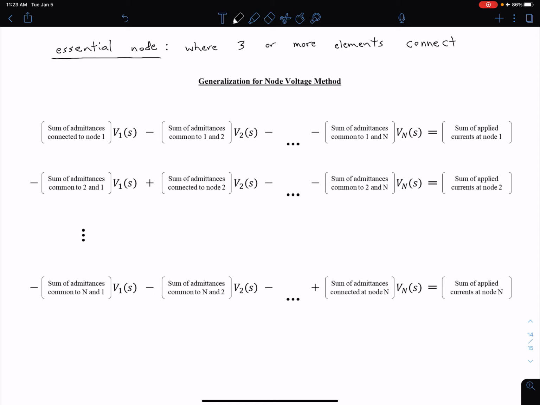So up at the top here, I've got our definition for an essential node again. Remember, our essential node is just a node where we have 3 or more elements connected. By elements, I mean things like resistors, capacitors, voltage and current sources, any of those count as elements.